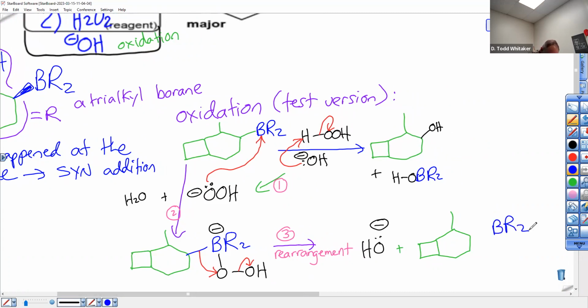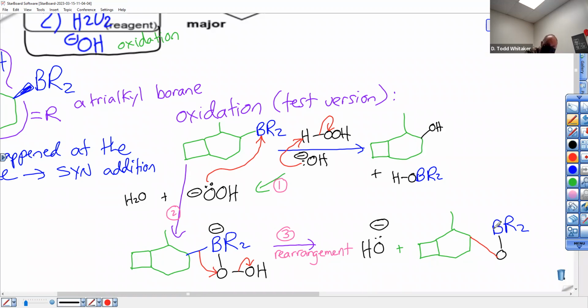It's still bonded to the O. Now, what's that O bonded to? Top right green carbon. This carbon keeps the electrons and bonds to the O next to the B. Do you agree that this gives this? I hope. Yep. OH minus leaves. There it is. Carbon ends up bonded to O instead of B.